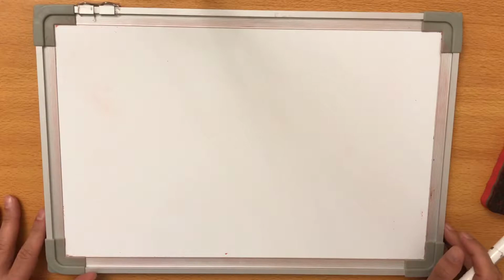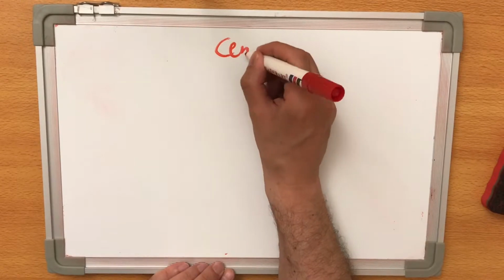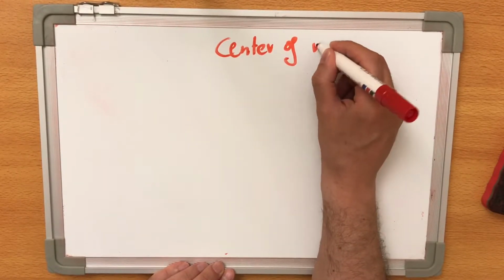Hello guys, today our topic is the center of mass. The center of mass is defined in physics as the center of gravity in any object. It's a point where the stability of this object exists. Center of mass.